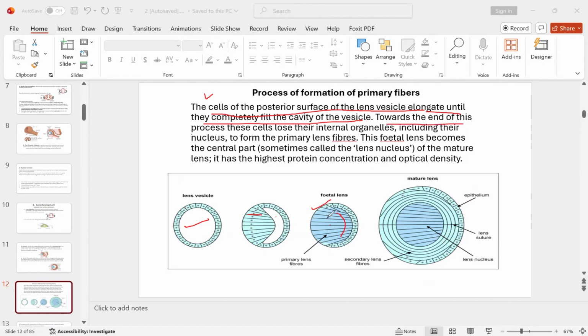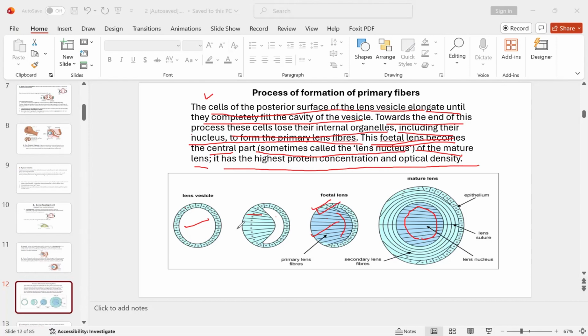As this process of elongation is completed, these cells lose their internal organelles, including their nucleus, to form the primary lens fibers. You can see in this diagram that these fibers don't contain any nucleus or any other internal organelle. This fetal lens becomes the central part of the lens nucleus of the mature lens. It has the highest protein concentration and optical density. You can see in this diagram that this area, the lens nucleus, is formed of primary lens fibers.